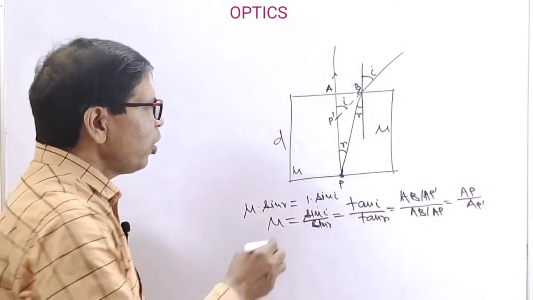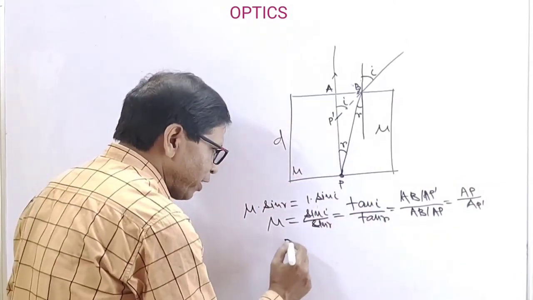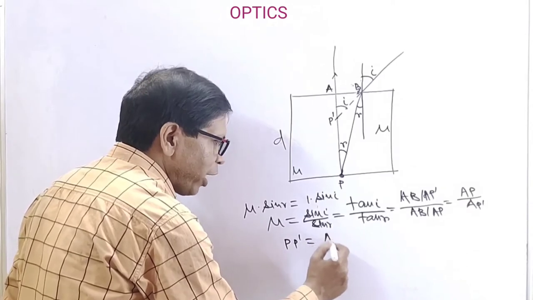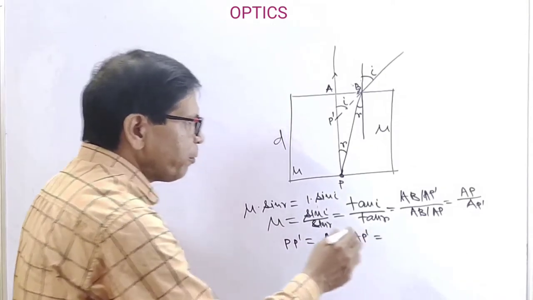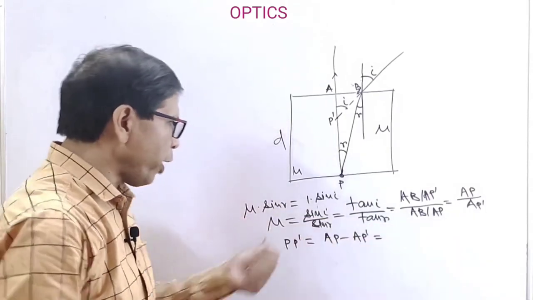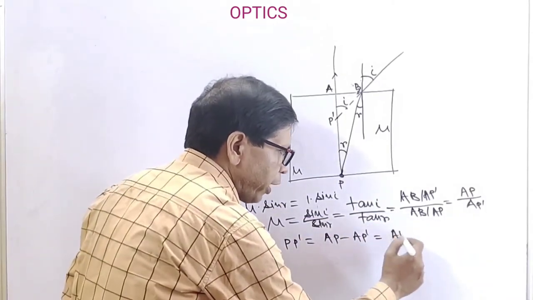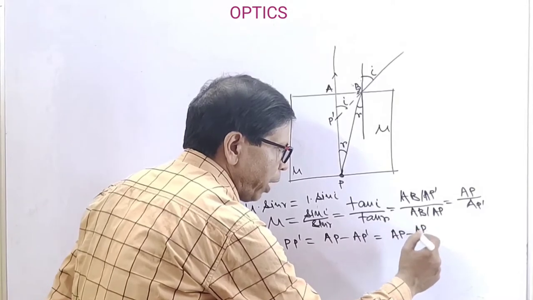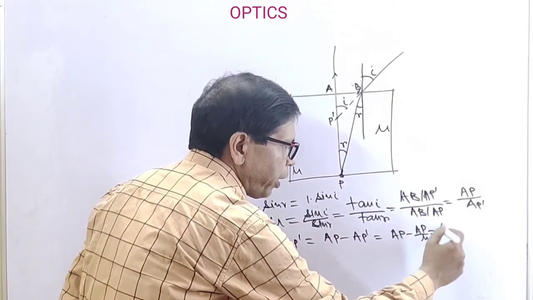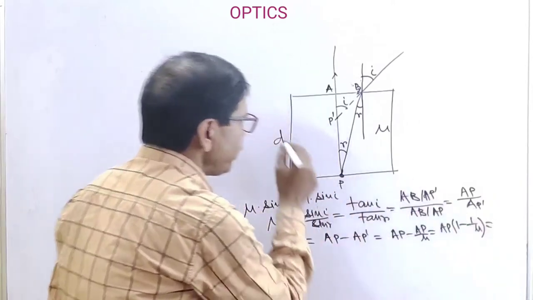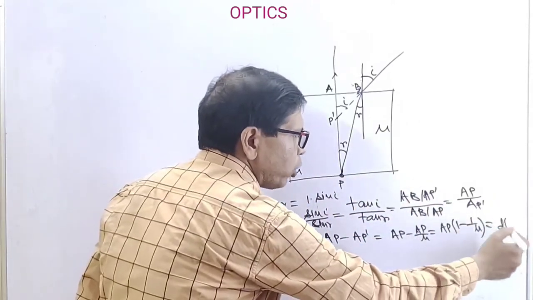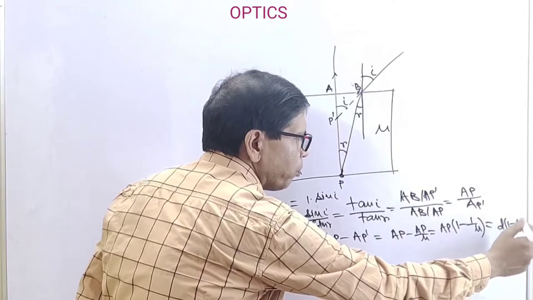Now the shift PP dash. PP dash is AP minus AP dash. AP dash equals AP by mu. So this is AP minus AP by mu, so AP into 1 minus 1 by mu. And this AP is D. So the shift is D into 1 minus 1 by mu.